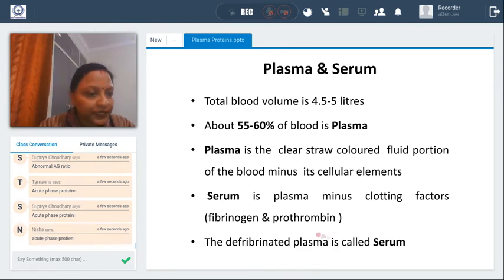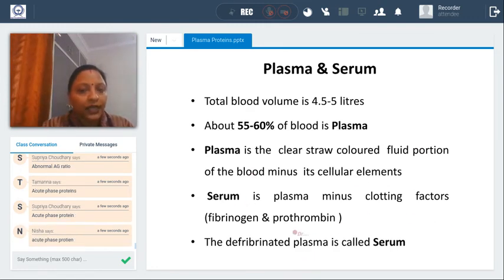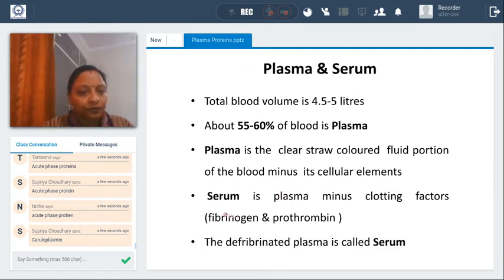So what is plasma and serum? You all know the difference between plasma and serum. Plasma is blood minus cellular elements, and serum is plasma minus clotting factors.